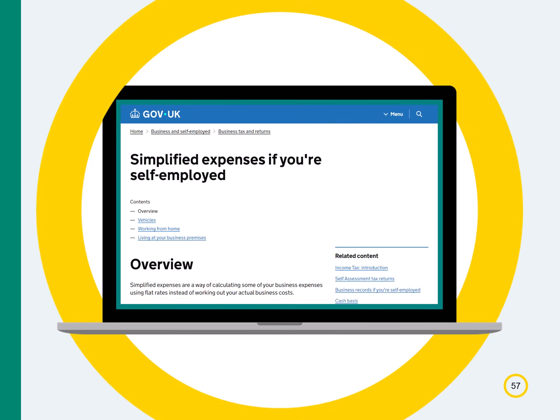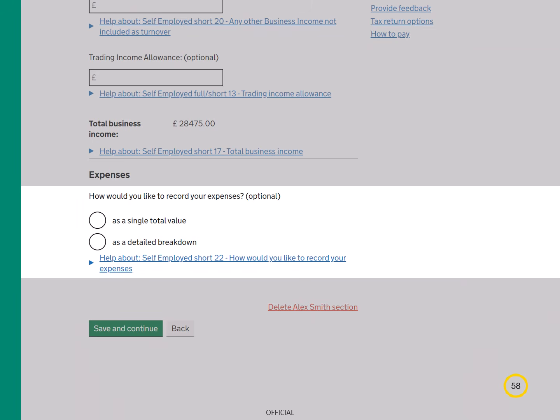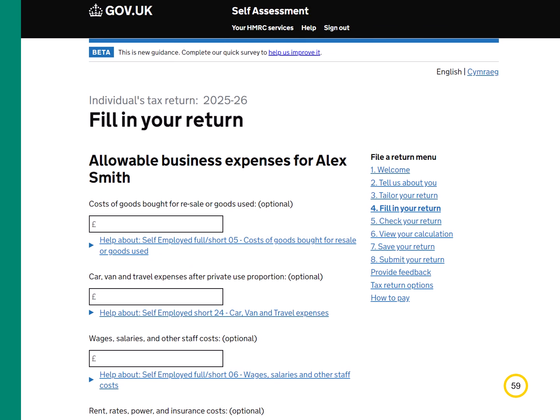We'll now look at entering expenses on the tax return. When your annual turnover is below £90,000, you can choose how you want to record your expenses, either as a single total amount or as a detailed breakdown. If you choose a detailed breakdown, then save and continue. This is the next page to complete.